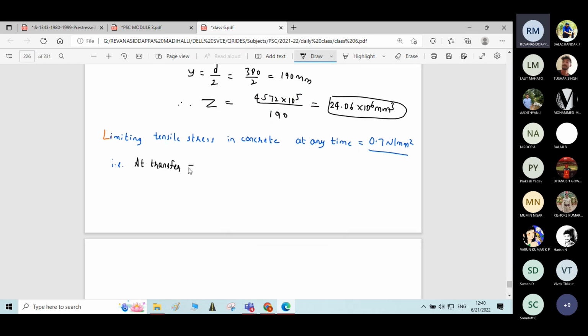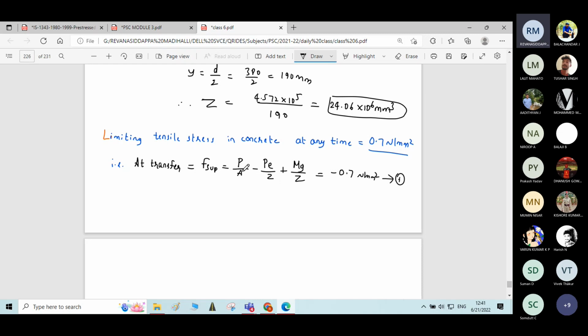At transfer there will not be any live load, only pre-stressing force and moment due to dead load will be there. Okay, F superior is equal to P by A minus PE by Z plus Mg by Z is equal to the maximum tensile stress. He says that maximum tensile stress is represented by a negative sign, minus 0.7 Newton per mm square. Call this equation number 1.